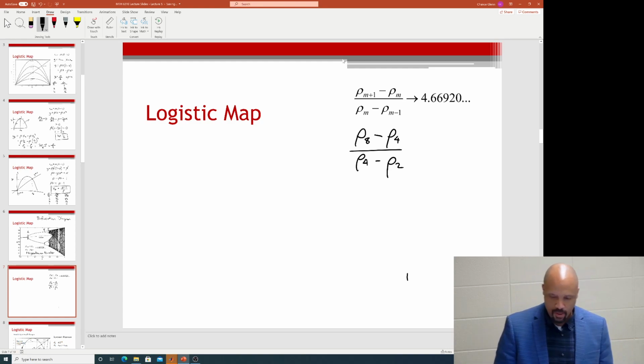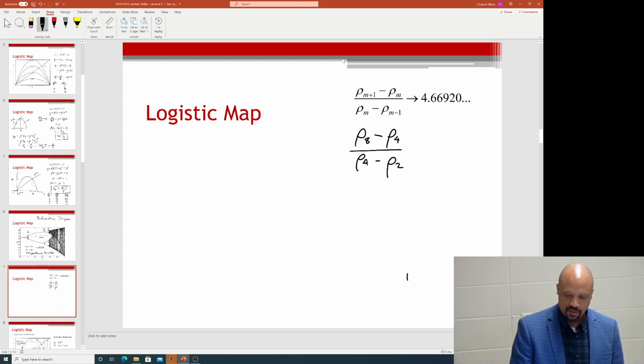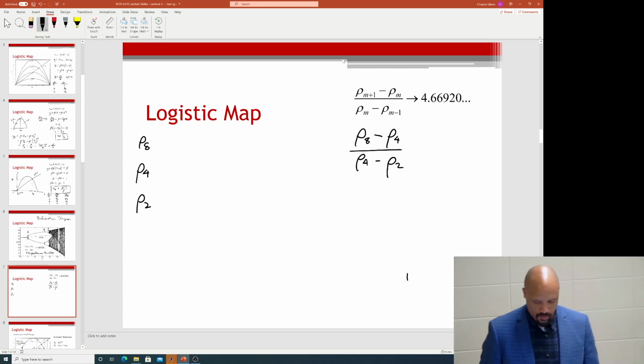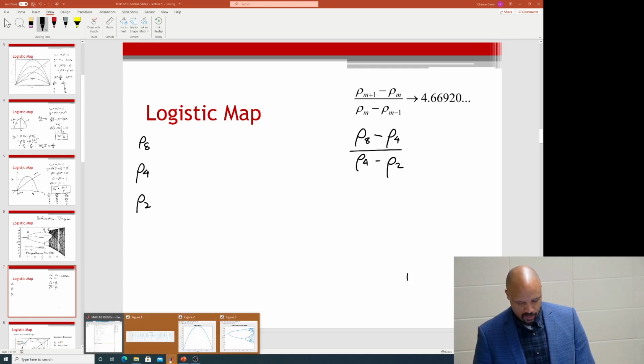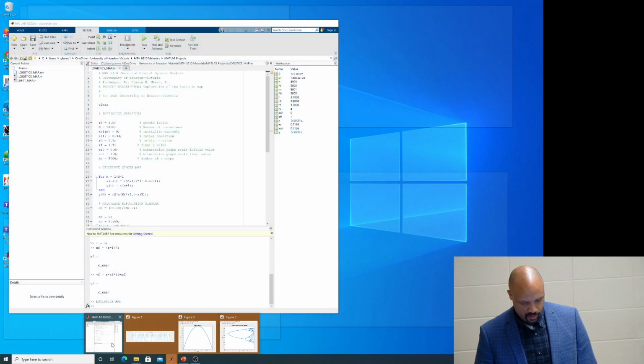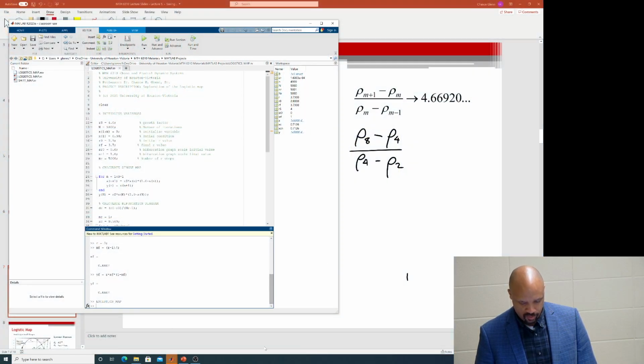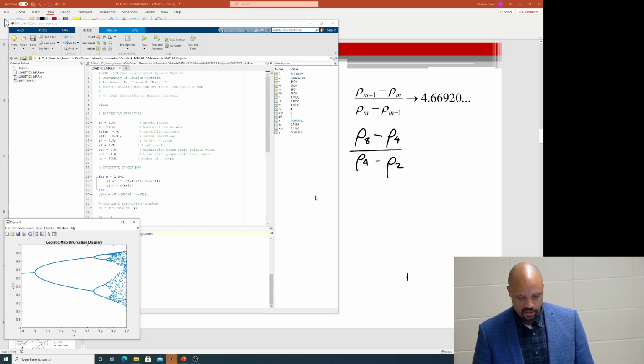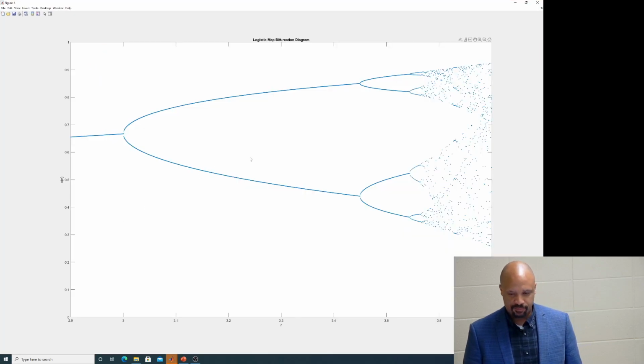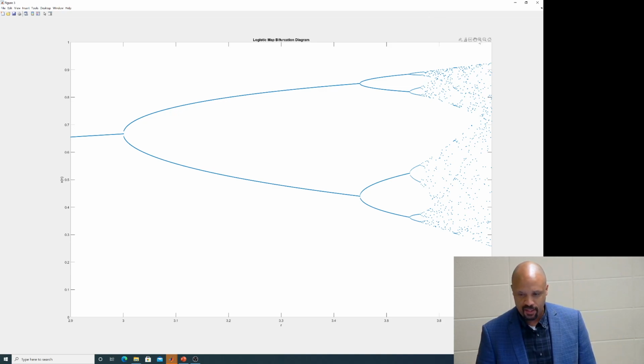Okay, so while we're waiting, we'll make our table. I'll just write row 8, row 4, row 2. And hopefully when this finishes, I'll be able to, and it did finish, yes. So we're going to just make this bigger. We're going to zoom in as much as we can on these values.